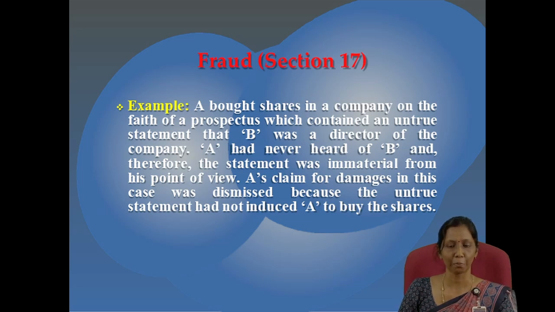As an example, A bought shares in a company on the faith of a prospectus which contained an untrue statement. In the prospectus they wrongly mentioned that B is a director of the company. But A doesn't know anything about B, yet he bought shares in the company. After that he claimed damages, but the case was dismissed because he doesn't know anything about B. This case was dismissed by the court under the Indian Contract Act.